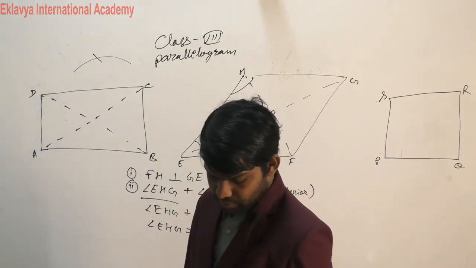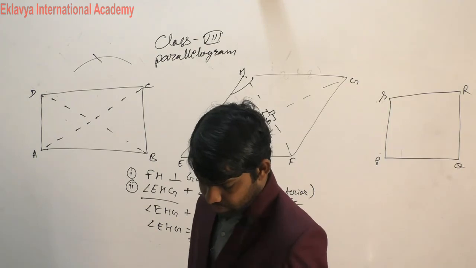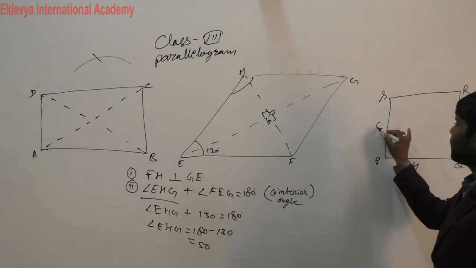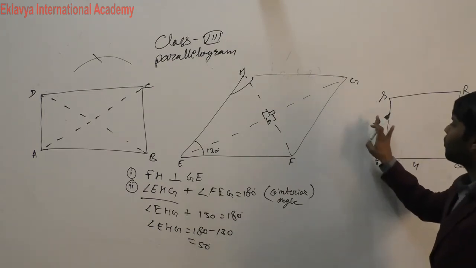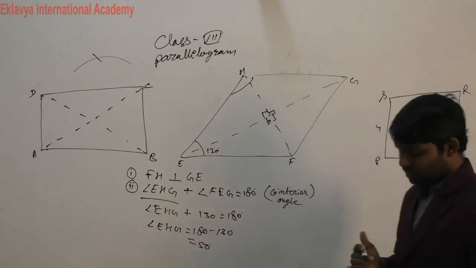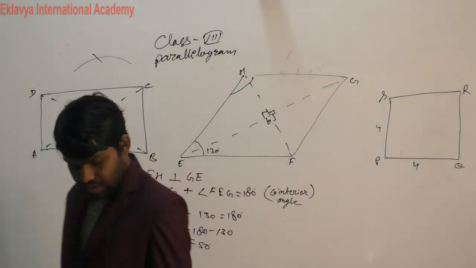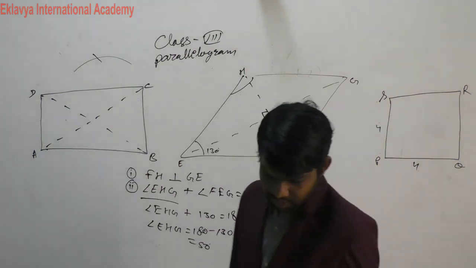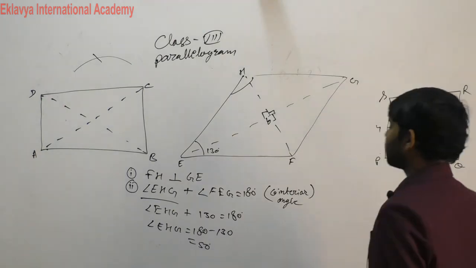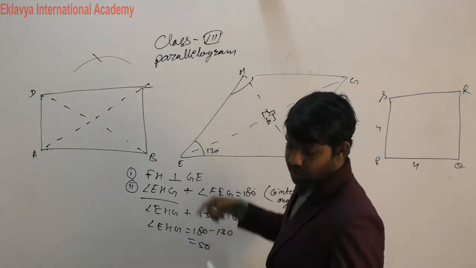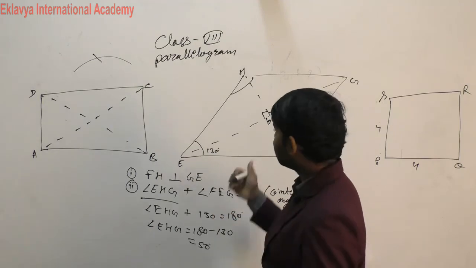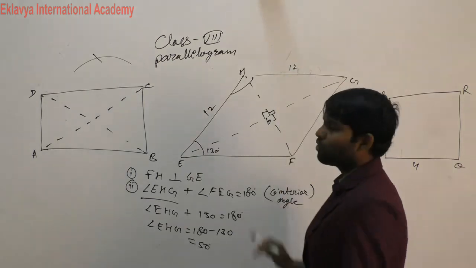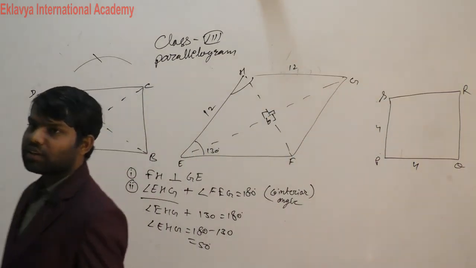If here it is given that PQ is 4 centimeters, then find PS. Here it is 4, then PS is also 4. Why? Because all sides are equal in the square. Seventh part is that HE is 12. We want to find GH. GH is also 12 because all sides are equal in a rhombus.